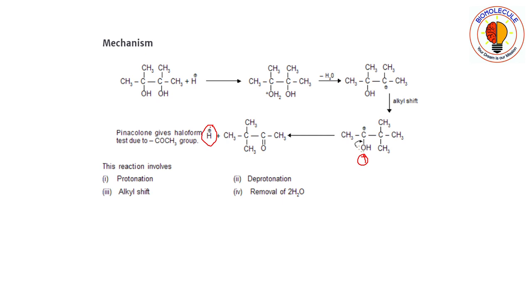deprotonate itself, okay. See here, this is the tertiary butyl group, and this is the carbonyl group, and this is the methyl group, okay. This oxygen deprotonates itself to give this carbonyl compound. So this pinacolone gives the haloform test due to the presence of this keto methyl group.